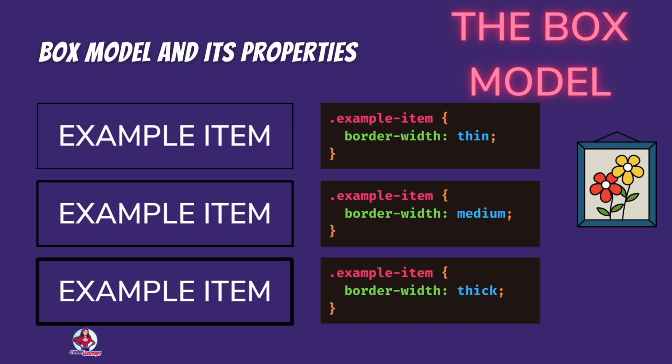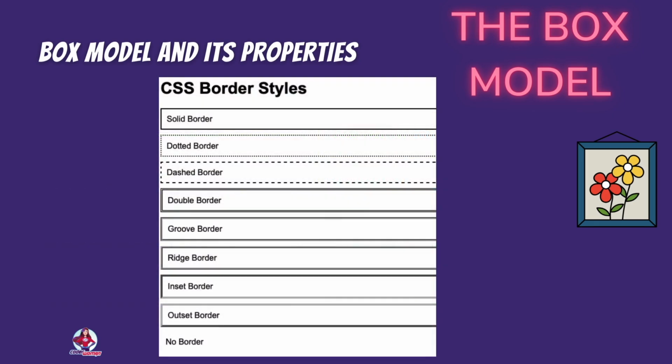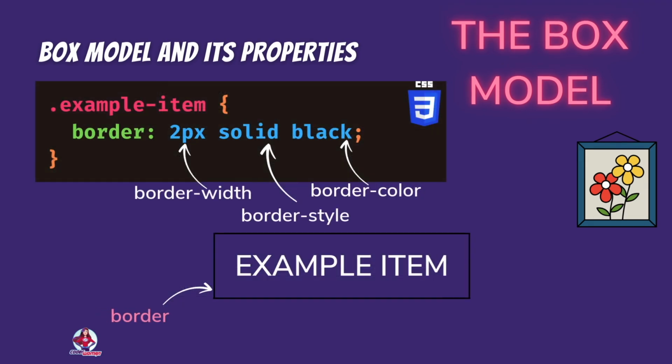For the border style, you can choose one of the following values: solid, dotted, dashed, double, groove, ridge, inset, and outset. The default style is none, which means no border will be displayed. The border color can be specified using a color value in hex, RGB, or HSL format.